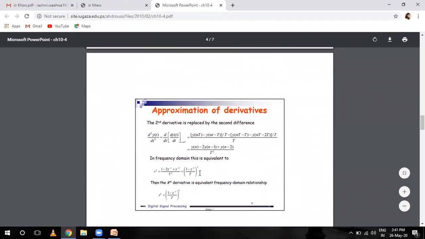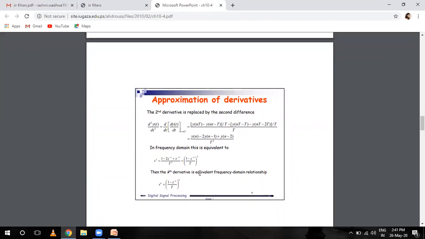The second derivative is replaced by the second difference equation: d square y(t) by dt square, differentiation of y(t) with respect to t, that is [y(nT) minus y(nT minus T)] minus [y(nT minus T) minus y(nT minus 2T)] upon T. अगर ऐसे ही बढ़ते चलेंगे तो 2T की जगह 3T आ जाएगा by T. Then y(n) minus 2 y(n minus 1) plus y(n minus 2) by T square. ये वाला डिनोमिनेटर में आ जाएगा तो T square बन जाएगा.